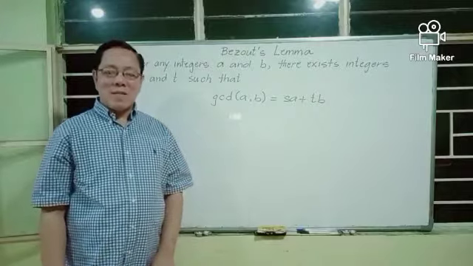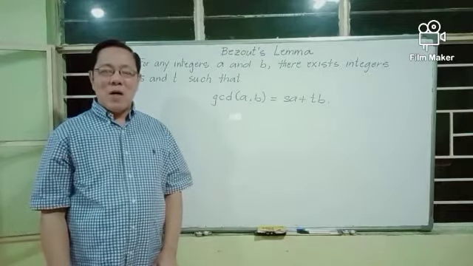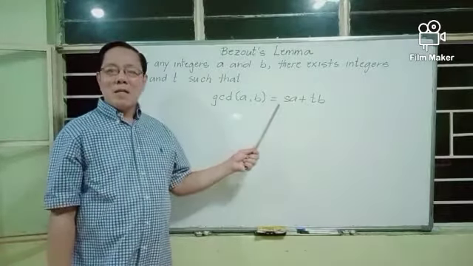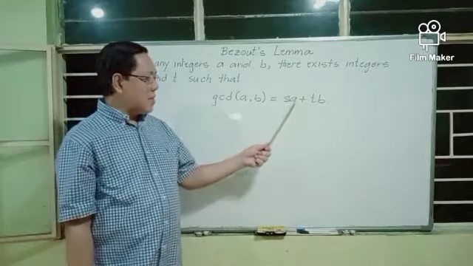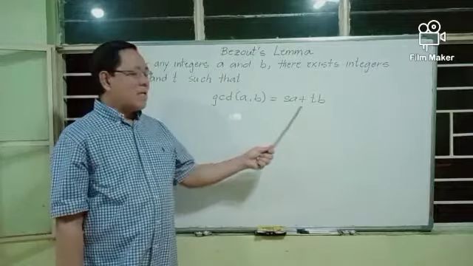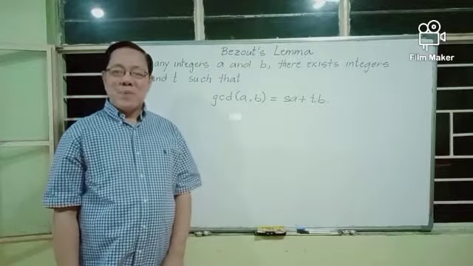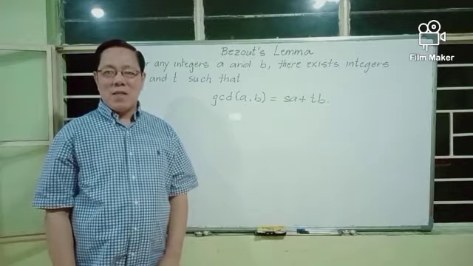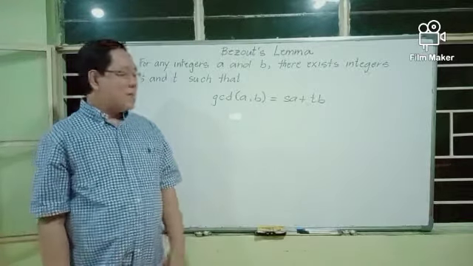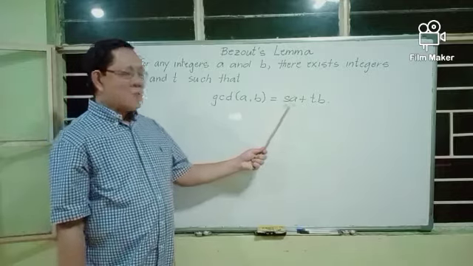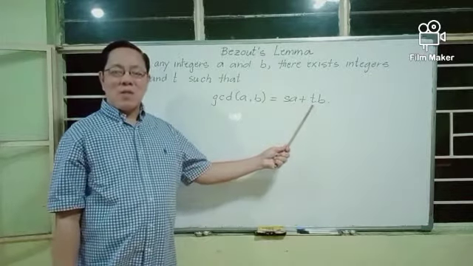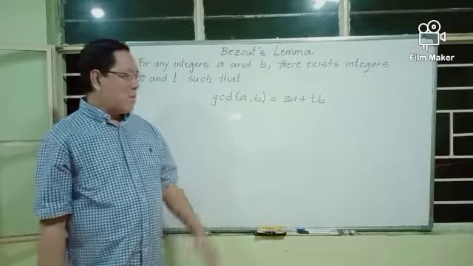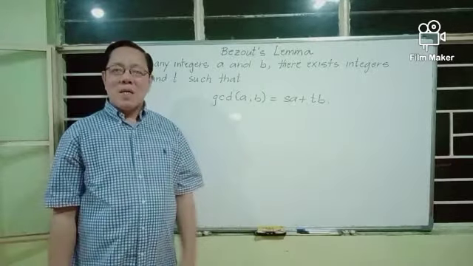This lemma says that the greatest common divisor of any two integers a and b can be written as a linear combination of the integers a and b, where s and t are also integers, elements of the set Z of integers. And this expression at the right-hand side of this equation is what is known as the linear combination of the integers a and b.